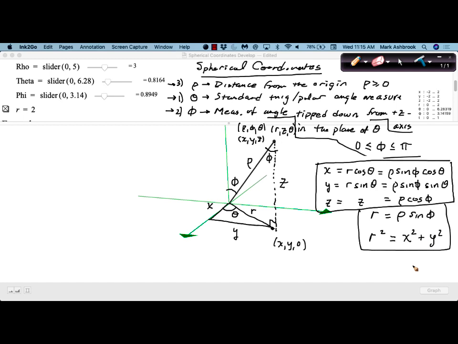Any questions so far? All right, so what about my angles? Let's talk about theta first. How is theta expressed in terms of the distance coordinates? Arctan of y over x.